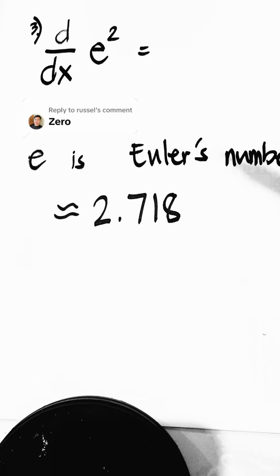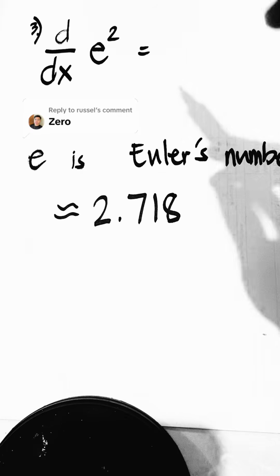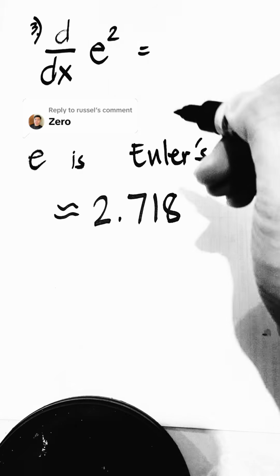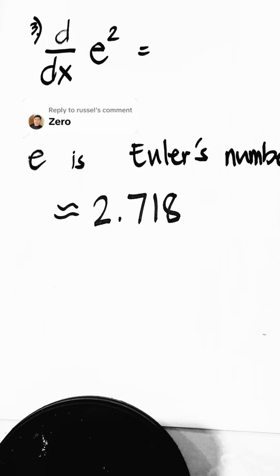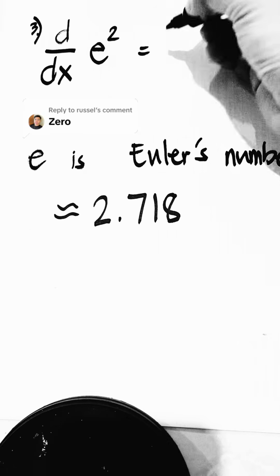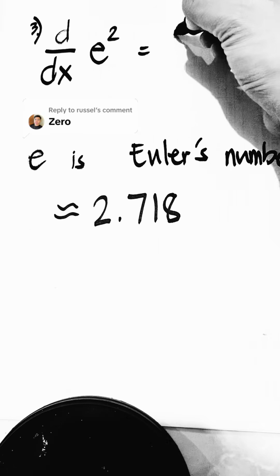So, as the constant rule states, the derivative of any constant is always equal to 0.